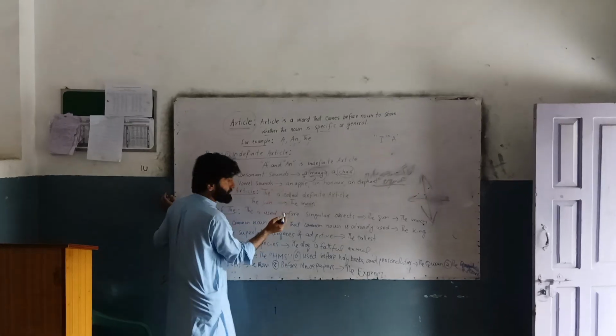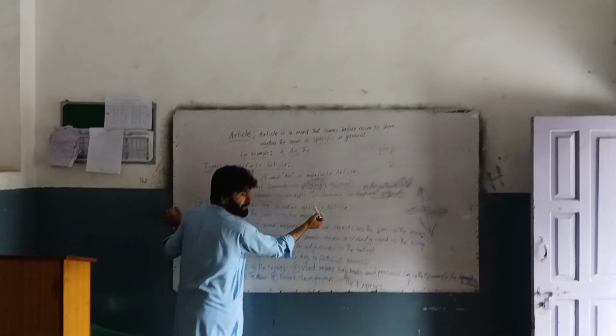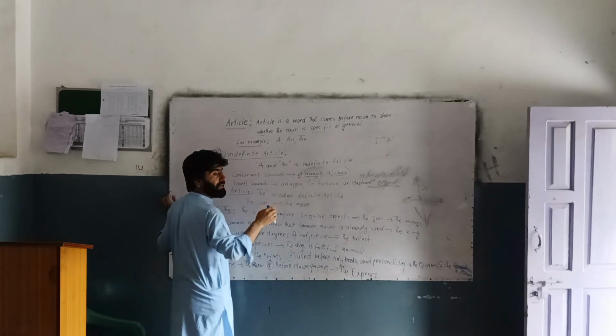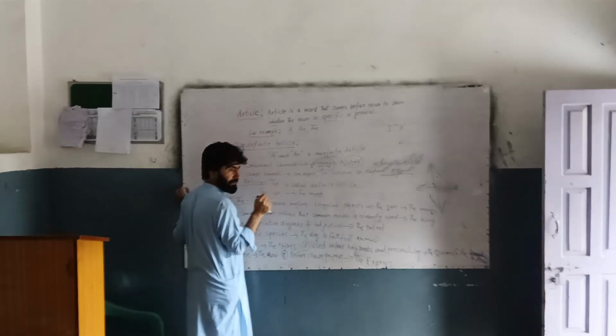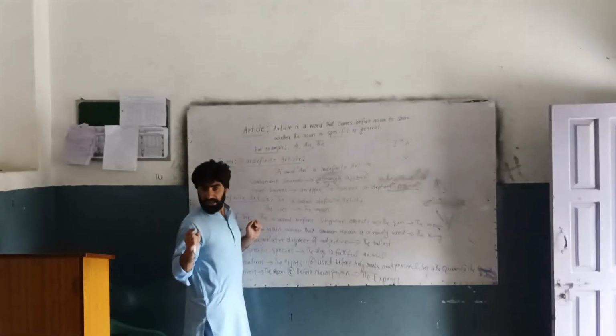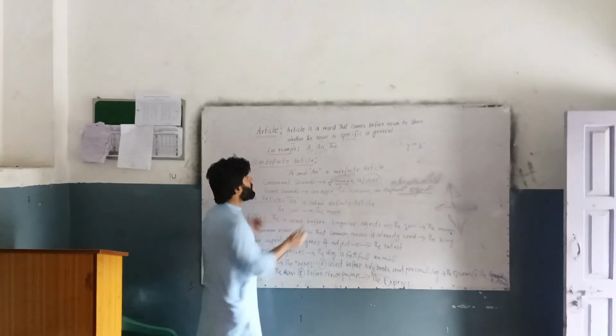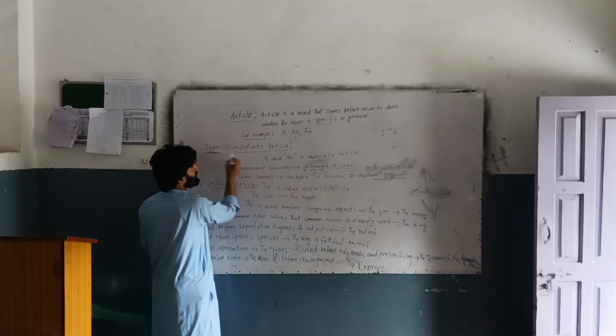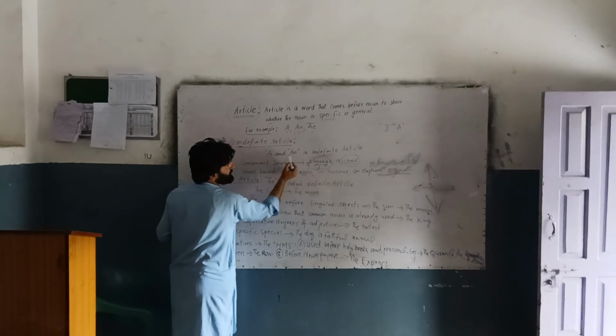If the noun is specific, I will add the. If the noun is not specific, I will add what? A or an. So when to add a and when to add an. Types of article: indefinite article. A and an are indefinite articles.